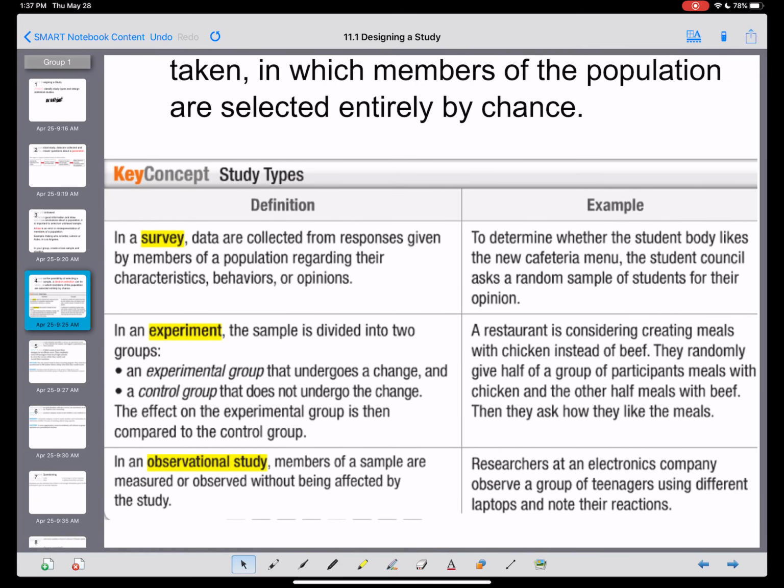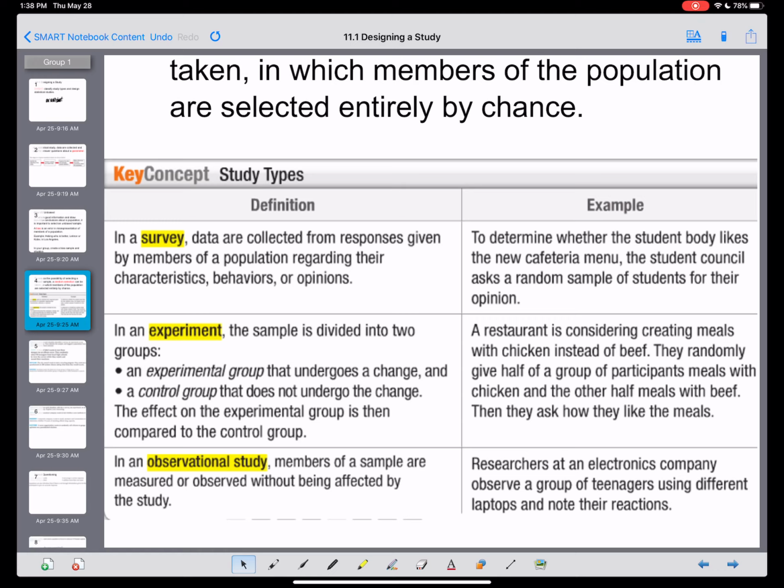So these are the three types. I'm just going to go through it really quick. A survey is you're literally asking somebody a question, and they're giving you a response. In an experiment, you're doing something to somebody. You're actually manipulating. You're not touching them in a survey, you're not giving them anything, you're just asking them a question. What's your favorite color? That's a question. In an experiment, you're actually doing something to the subject.